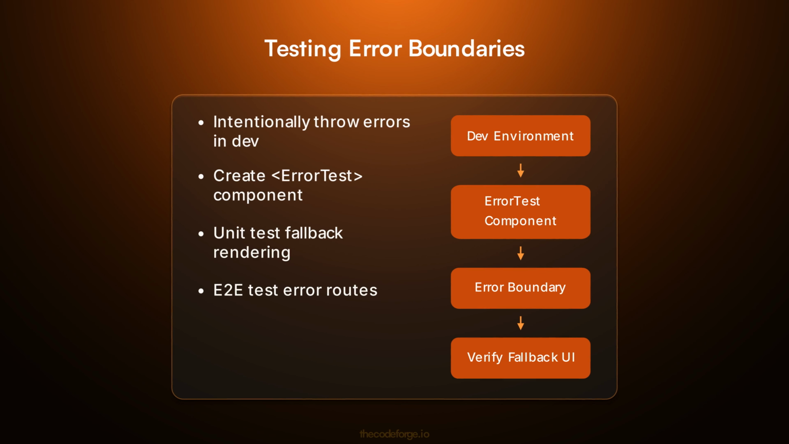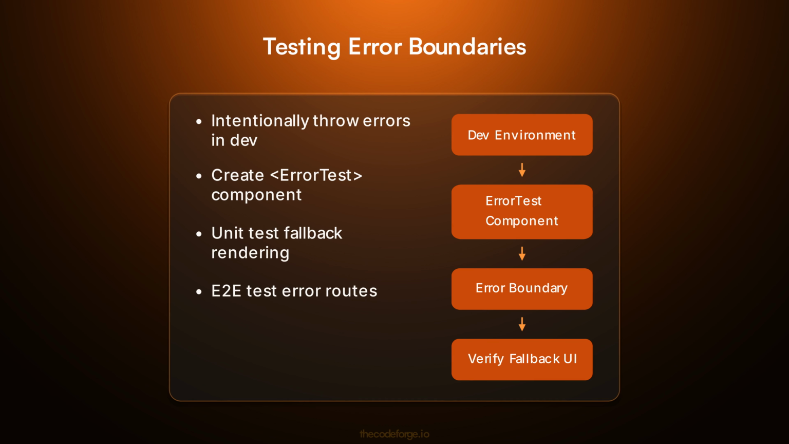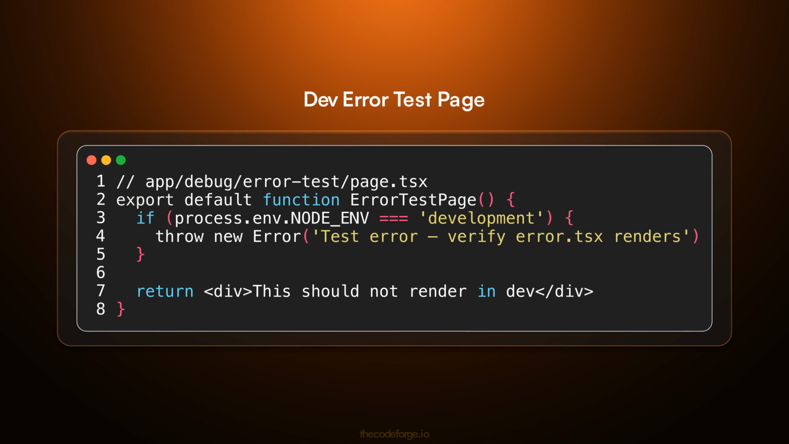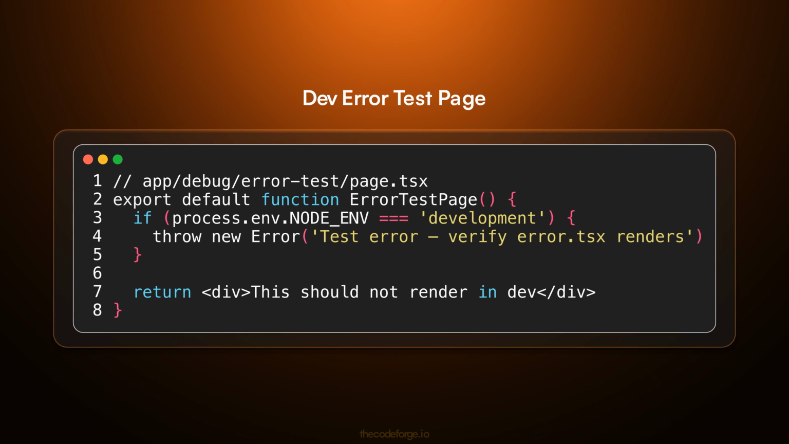Error boundaries are hard to test because they're triggered by exceptions. Test them in development by intentionally throwing errors in your components. Create a dev-only page that throws an error to verify your error.tsx renders correctly. Visit debug/error-test in development to confirm error.tsx shows with correct styling and reset button. Then, check Sentry for the captured error. An error boundary that doesn't render correctly during an error is worse than no boundary at all.